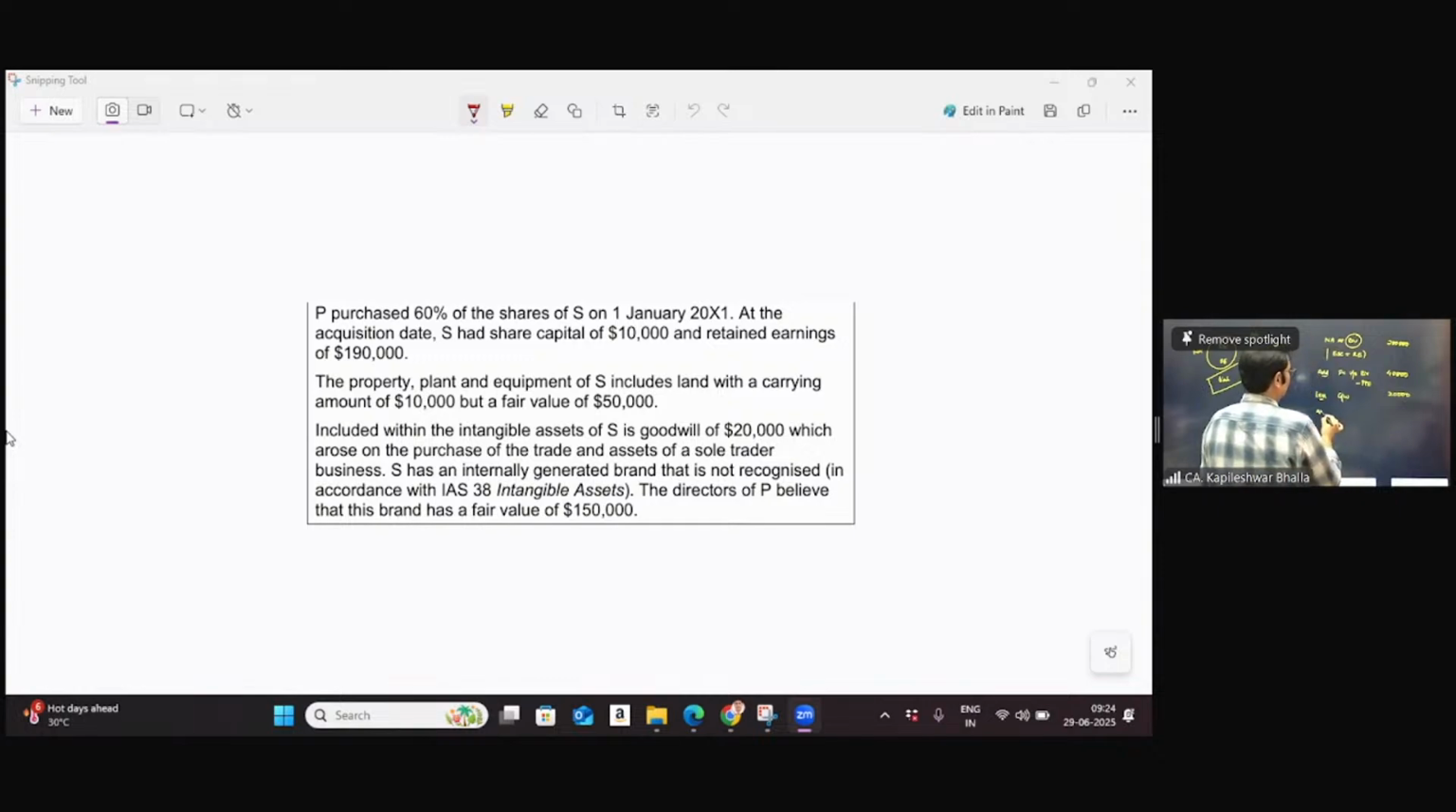We won't consider that. The brands, because what is internally generated for the acquiree becomes a purchased asset for the acquirer, and that's 1,50,000.